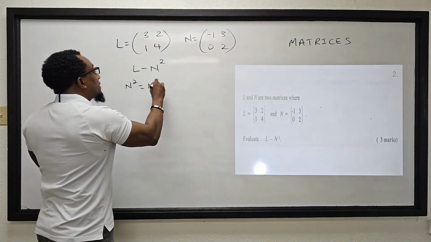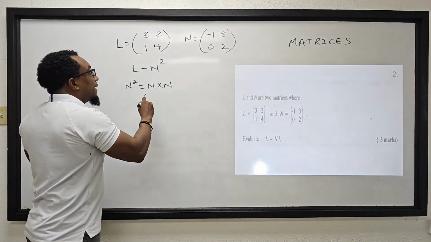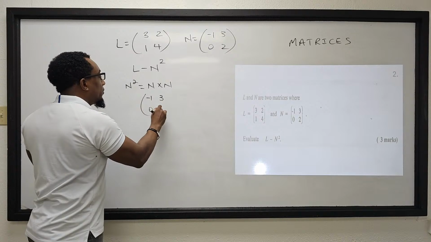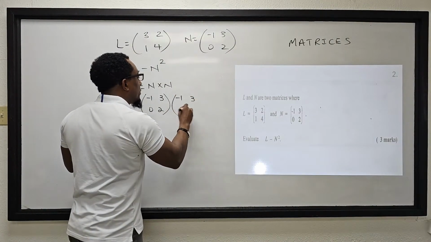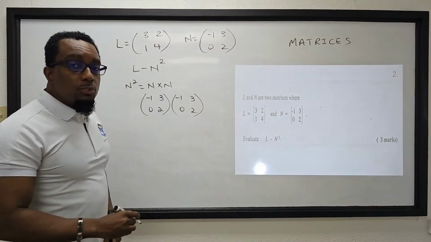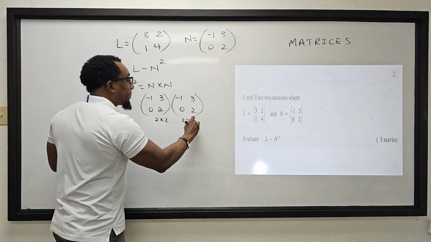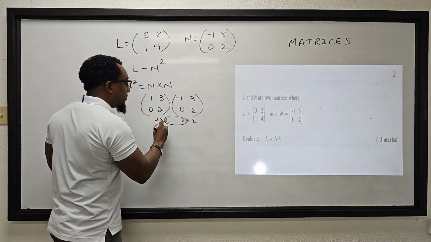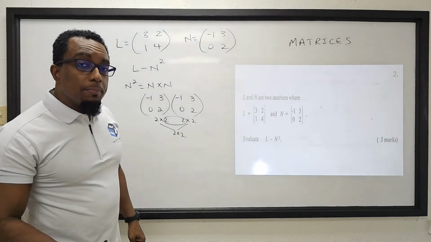N squared is matrix N by itself. So I'm going to state matrix N, negative 1, 3, 0, 2, times matrix N, negative 1, 3, 0, 2. These two matrices are compatible. I can multiply them. This is 2 by 2, 2 by 2. The two inner numbers are the same. The outer numbers will tell me the end result is a 2 by 2 matrix.